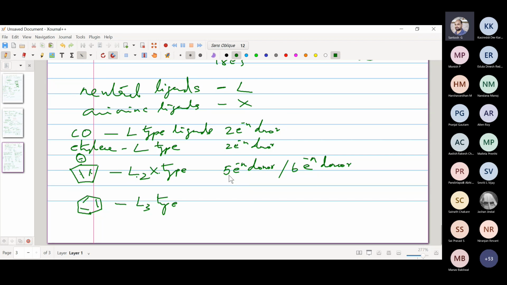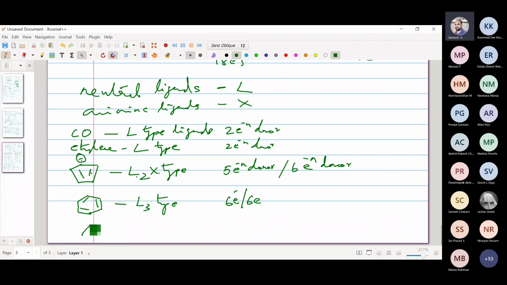In the neutral ligand method, it is considered to be a 5 electron donor. How? 2 electrons for each of the pi bonds and one negative charge, so 1 electron. So 2 plus 2 plus 1 will be 5. But in the donor pair method, again 2 plus 2 plus 2, the negative charge is considered to be a 2 electron donor. So it becomes a 6 electron donor. Here in benzene, in both cases it's 6 electrons, no doubt about that, because it's L3. It is only when you get this X that you get slightly different numbers.